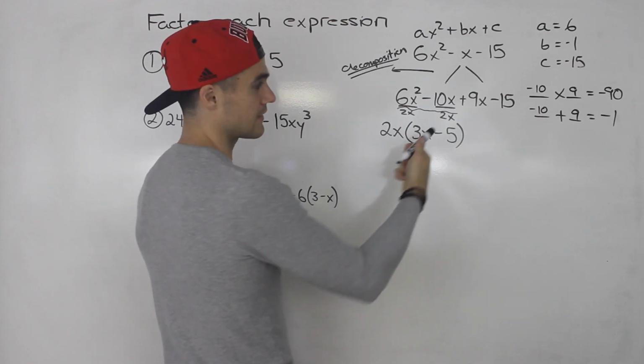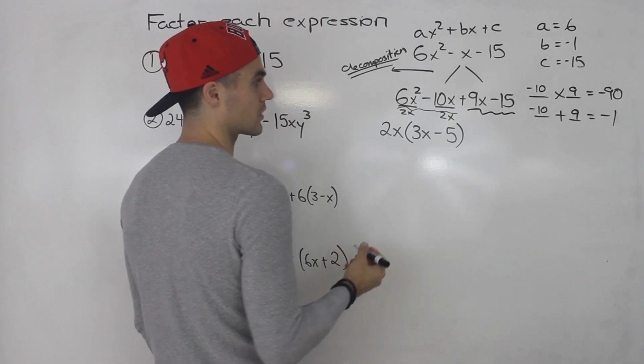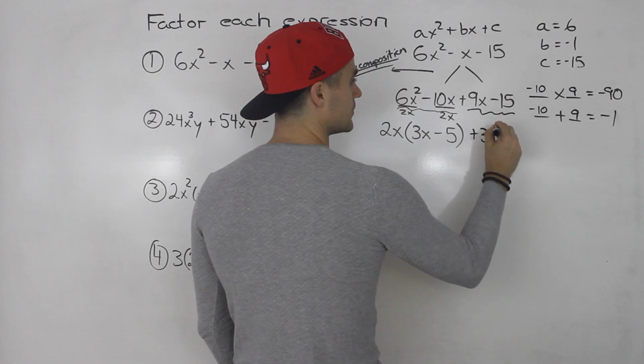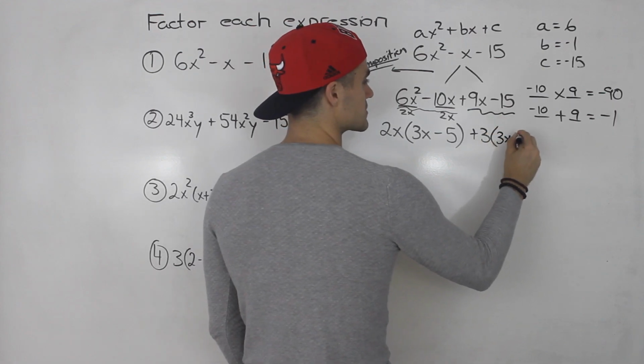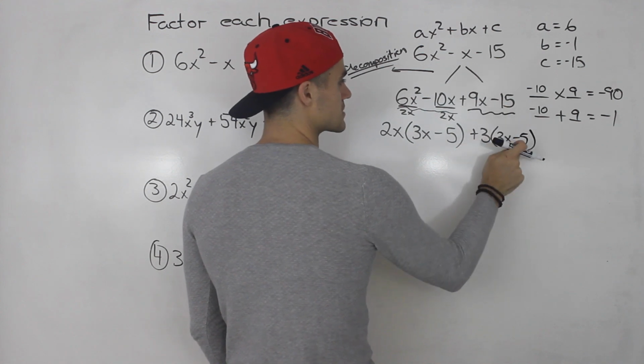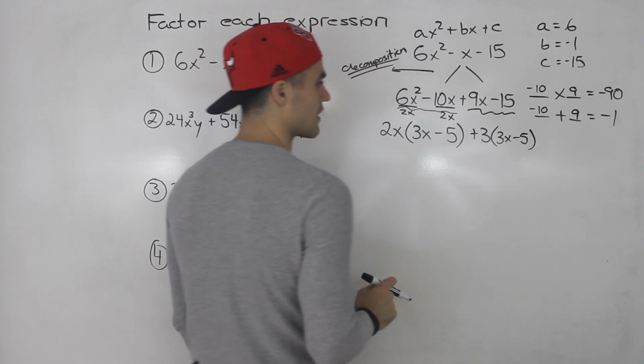So I took out a 2x from these two terms, and I'm left with 3x minus 5. And then I want to take out something from these two terms. What number can I take out? I could take out a 3. And then I would be left with 3x minus 5 as well. 9x divided by 3 is 3x. This minus goes here, and then 15 divided by 3 is 5.